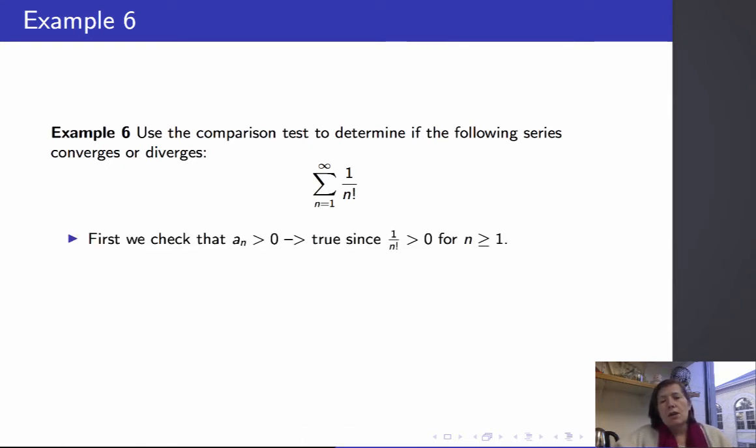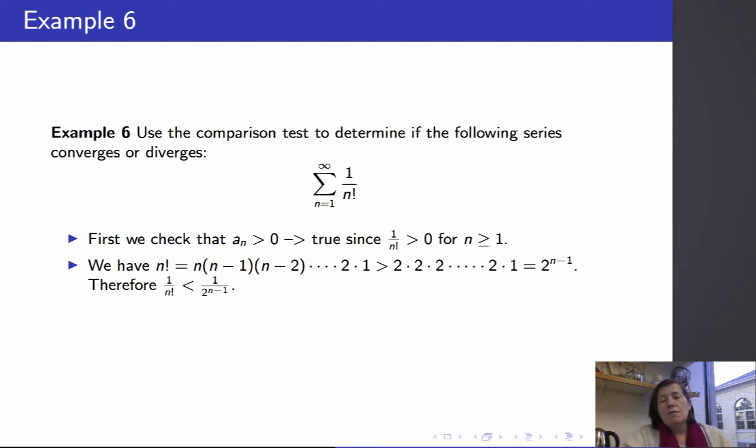Well, certainly the terms of this series are all positive. There's nothing to worry about there. And we have n factorial as n times n minus 1 times n minus 2, and I keep multiplying until I get to 1. And notice that for n large enough, n is bigger than 2, n minus 1 is bigger than 2, etc., 2 is bigger than or equal to 2, and 1 is equal to 1. So n times n minus 1 times n minus 2, etc., is bigger than or equal to 2 to the n minus 1. n factorial is bigger than 2 to the n minus 1. And therefore, 1 over n factorial is less than 1 over 2 to the n minus 1.